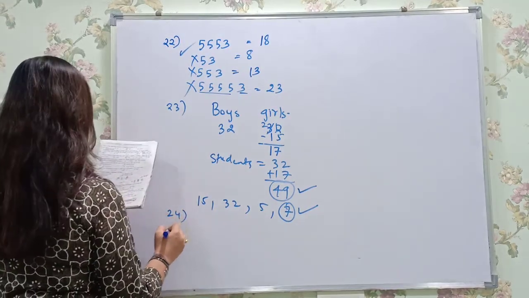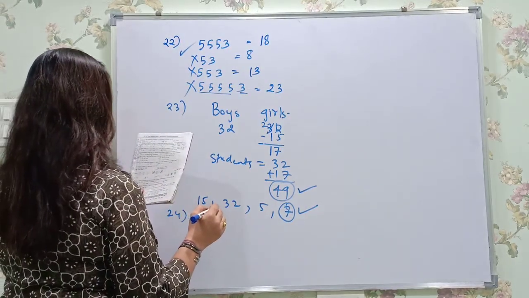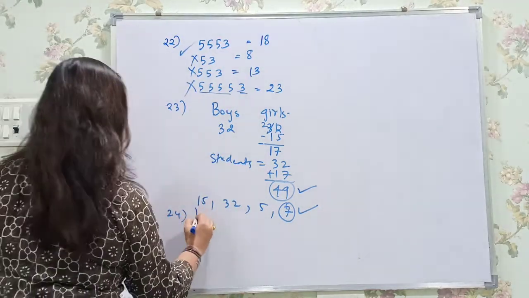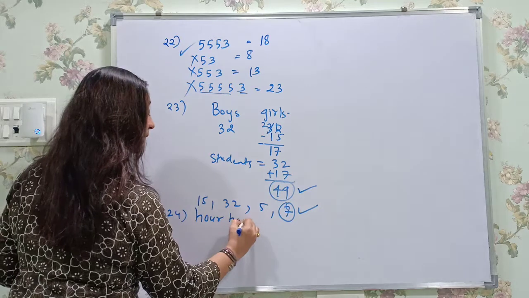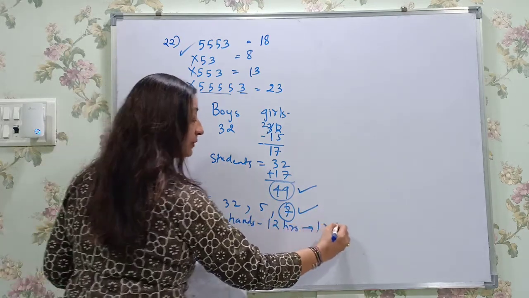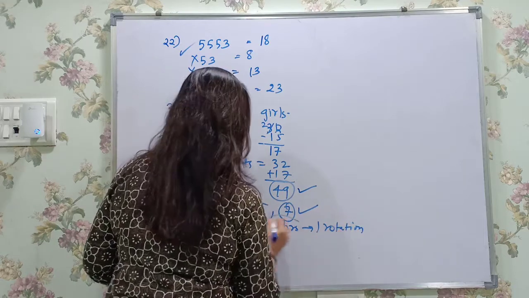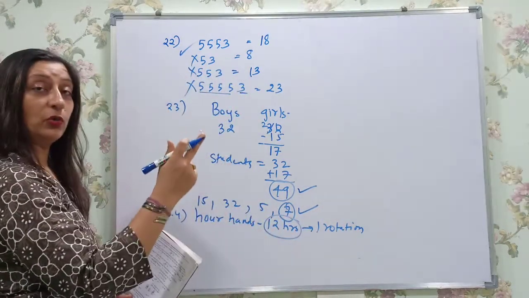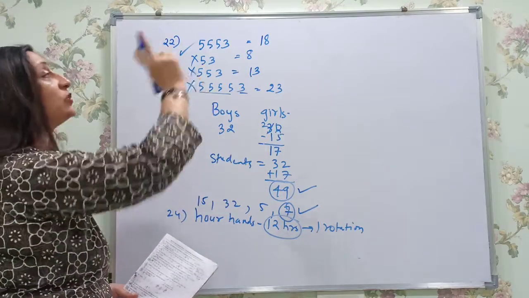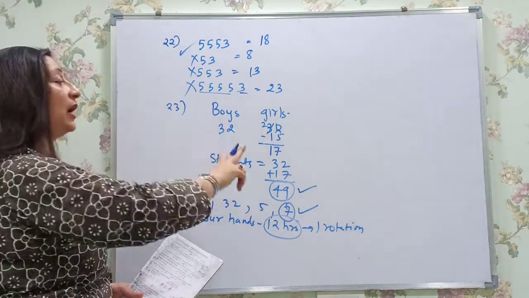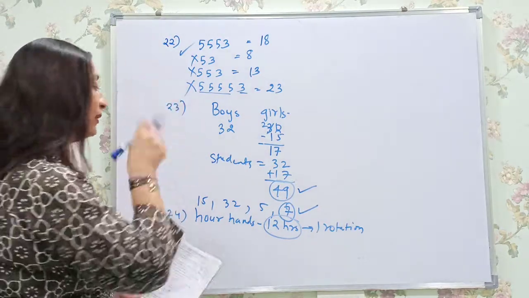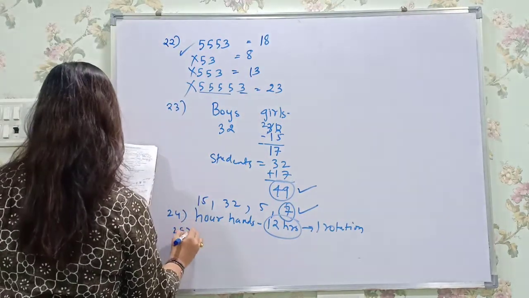Sum number 24. The hour hand of a clock takes how much time to complete one rotation? The hour hand always takes 12 hours to complete one rotation. How? Because from 1 o'clock, 2 o'clock, 3 o'clock, from 12 to 12 again, it goes from 12 o'clock to 12 o'clock. So the hour hand will move one round. It will take 12 hours in one rotation. Sum number 25.